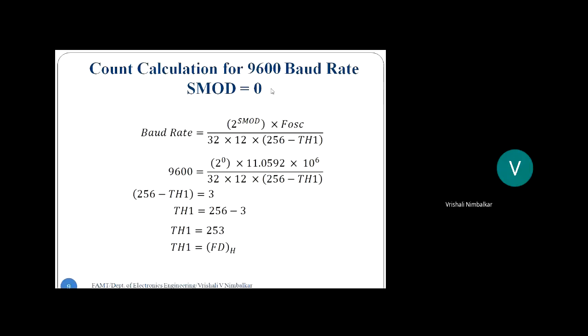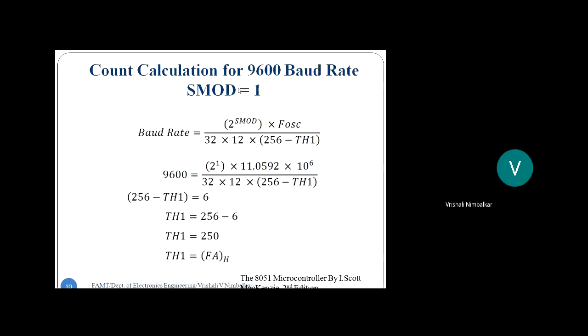Now what if that SMOD is 1? See here, for the same baud rate and the same oscillator frequency, I am changing that SMOD bit to 1. So what are the count calculations? Now that SMOD bit is 1, meaning in the calculations I will have 2 raised to 1. So when I do those calculations, 9600 is the baud rate, SMOD is 1, so it is 2 raised to 1, oscillator frequency 11.0592 megahertz. And if I go on solving it, what is TH1? It is 250. Meaning the count that should be loaded in TH1 is FA hex.